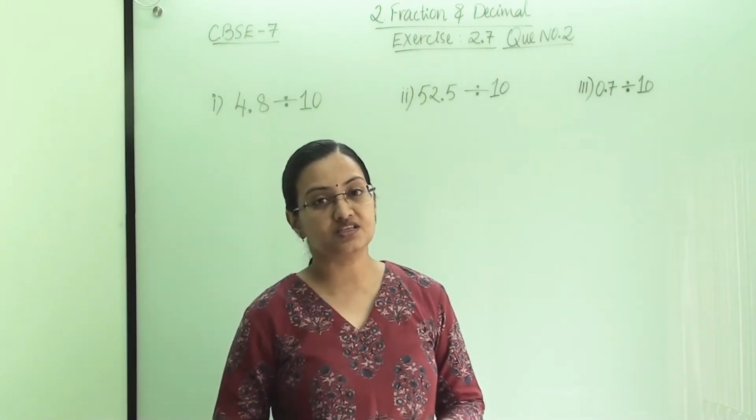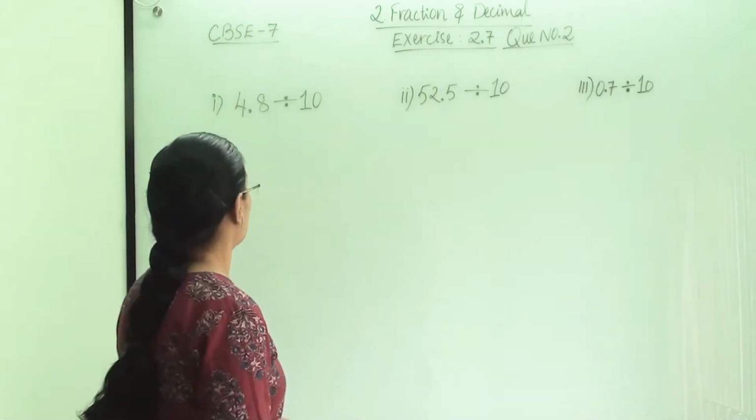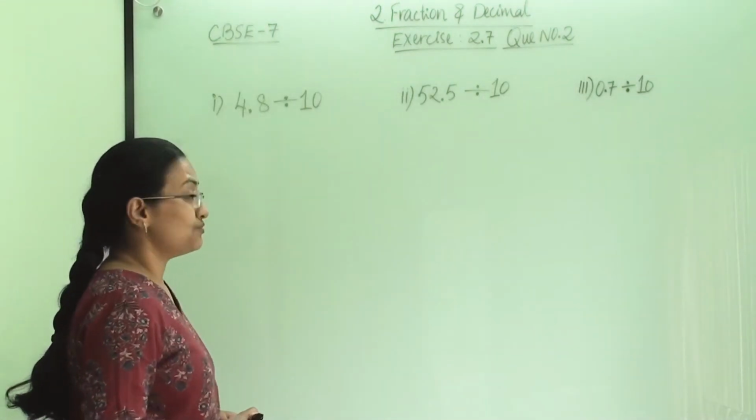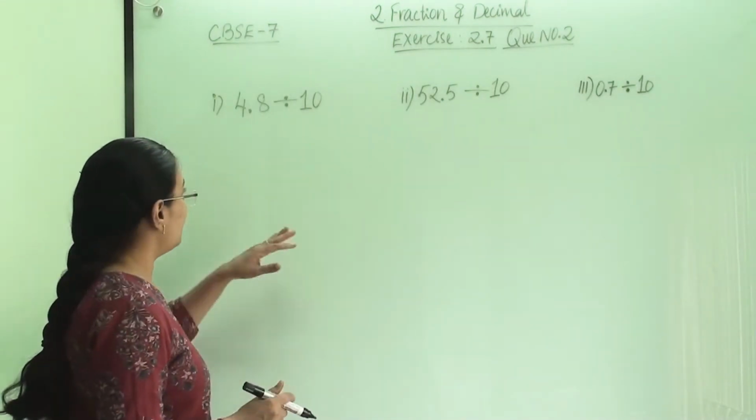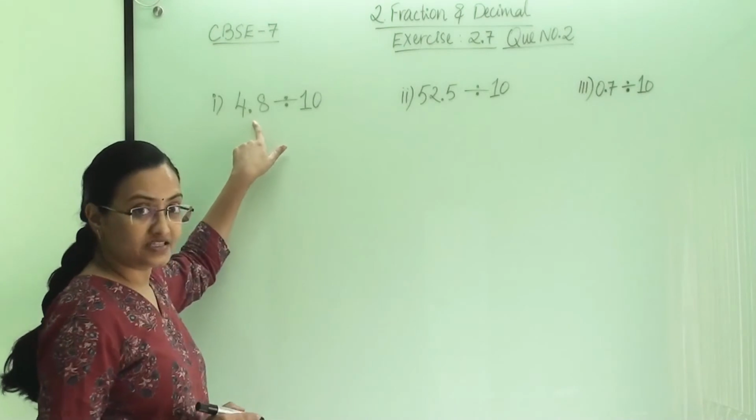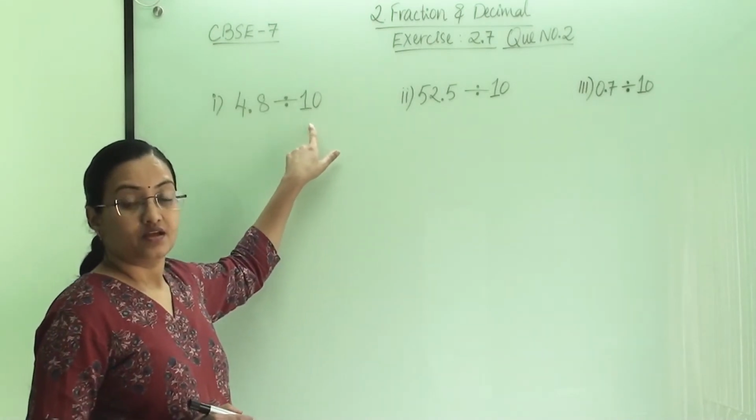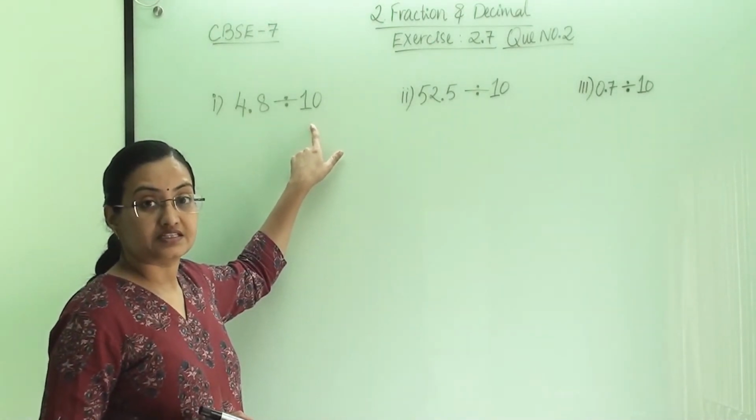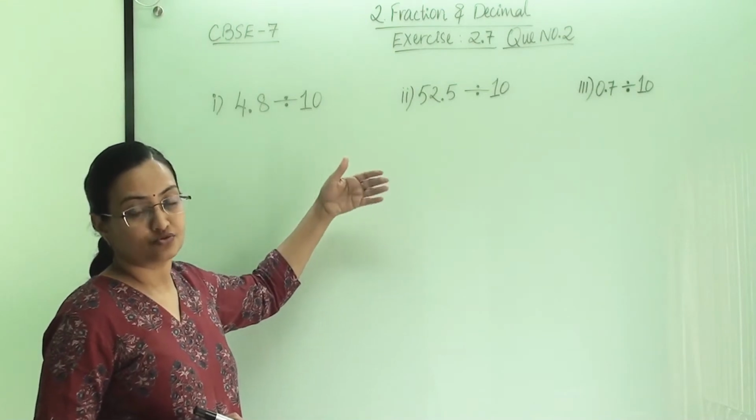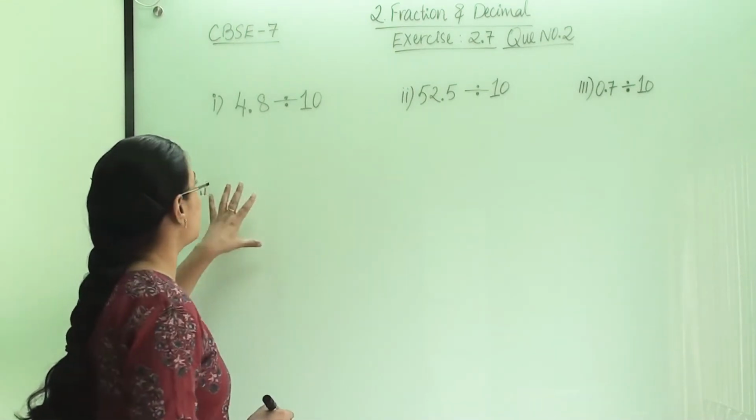This is under the CBSE standard 7 syllabus. In this question we have to solve these numericals. In them, the first is a decimal number and the next is division with the numbers 10, 100, 1000 and so on. So let us see how to solve this.